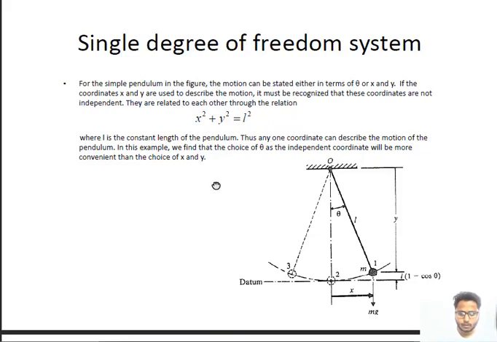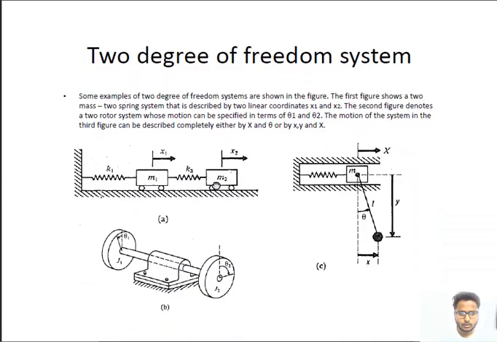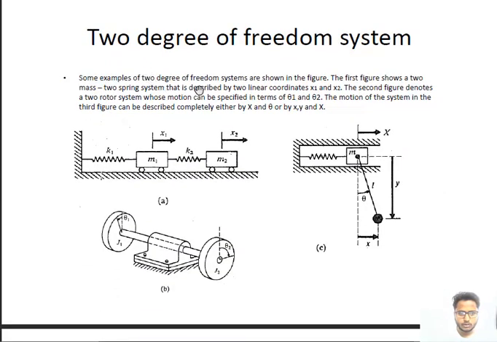So moving further, for the two degree of freedom system, some examples of two degree of freedom system are shown in the figure. The first figure shows a two mass and two spring system that is described by two linear coordinates x1 and x2. Here we can see this mass m1 is moving in the rightward direction with an x1 displacement, or we can say it is a disturbance, and for this mass m2, x2 is the disturbance.